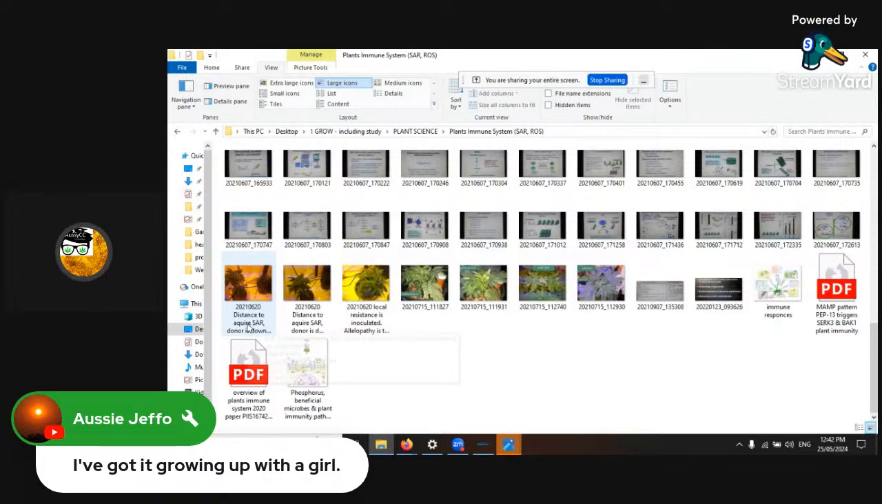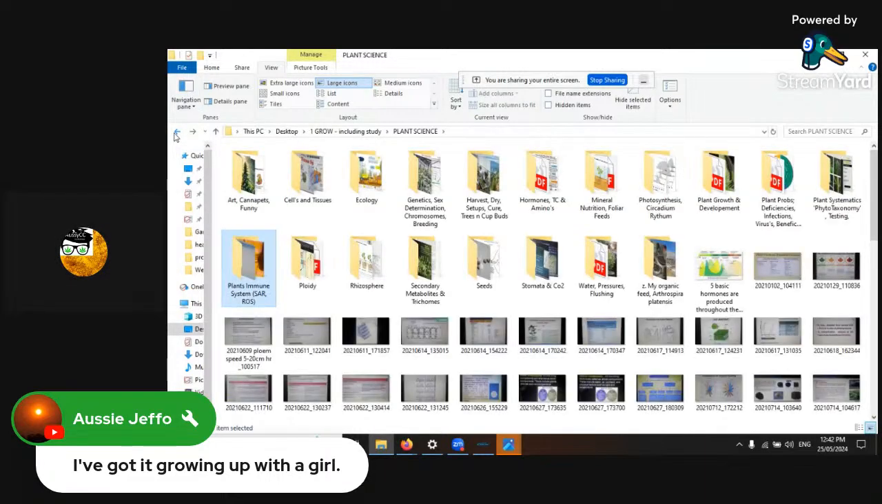Yeah, distances to acquire resistance, because you know the plants speak to each other through allelopathy. So I did a test to see how close it was. You can see that downwind. It worked. It spoke to each other and induced a leaf curl disease, bacteria.